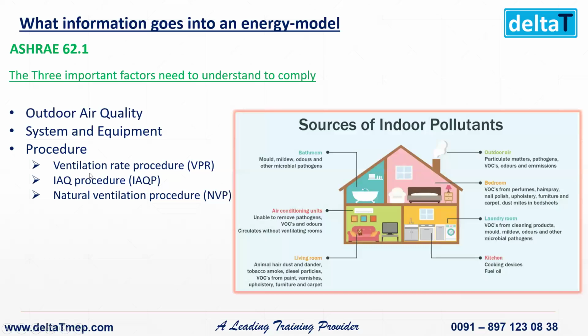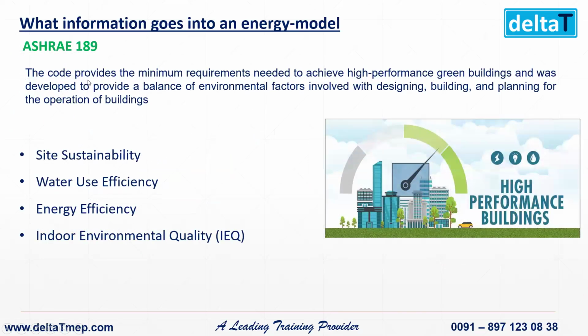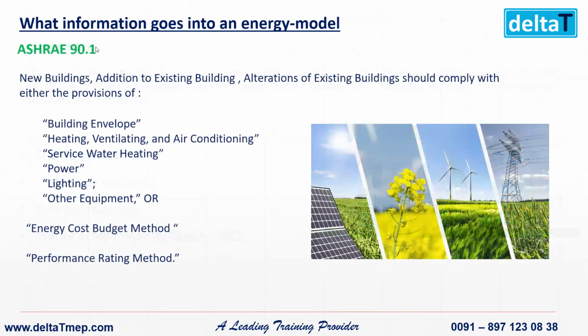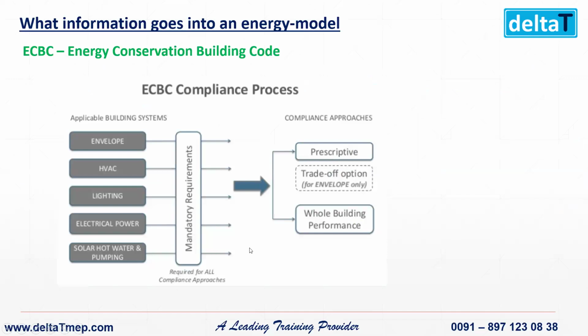And then the system and equipment procedure is there. After that, ASHRAE 90.1, which I showed you in the PowerPoint before this: building envelope, HVAC, service water heating, power, lighting, other. And 189 is about site sustainability, high performance buildings. So in site sustainability, we're talking about water use efficiency, energy efficiency, indoor environmental quality.